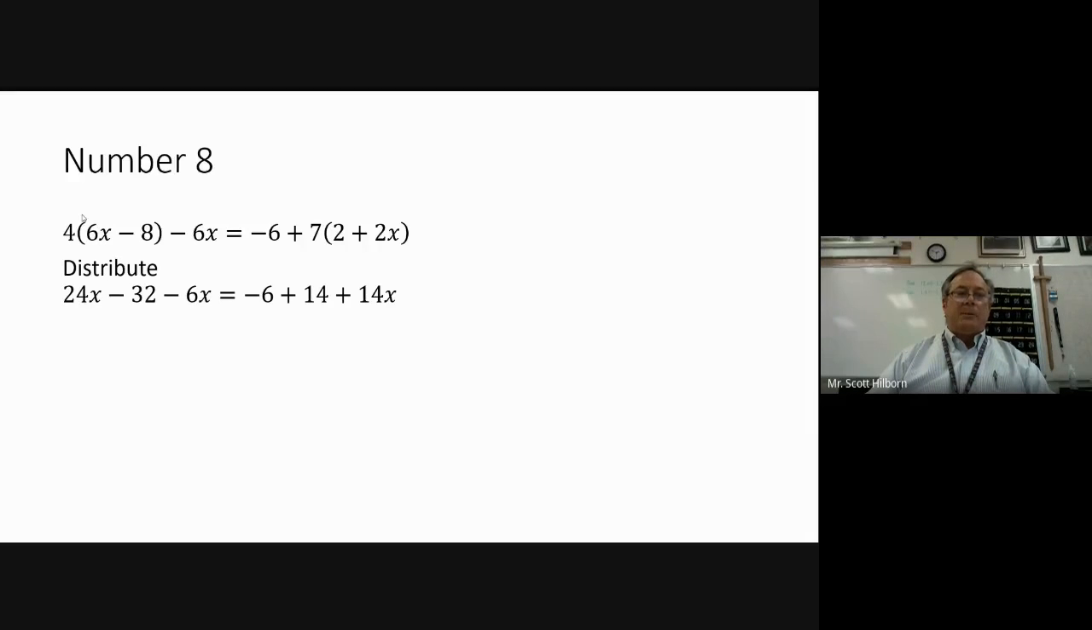So we got 4 times 6x is 24x. 4 times negative 8 is negative 32. We bring down this minus 6x. We're not going to deal with it yet. On the right-hand side, we bring down the negative 6. We go 7 times 2 is 14. 7 times 2x is 14x.